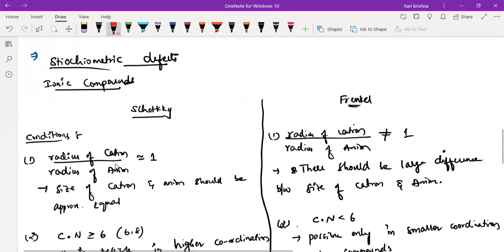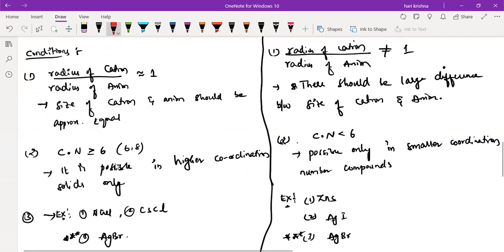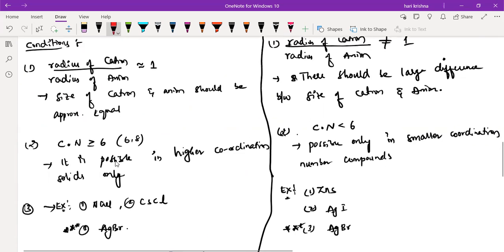So any doubts in this topic? Schottky defect, this is a complete list. So what are the conditions to show the Schottky defect first? It is shown only in the ionic compounds in which the radius of cation is approximately equal to the radius of anion, and it is shown only in ionic compounds which have coordination number greater than 6. Next, it is shown mostly in NaCl, CsCl and AgBr.